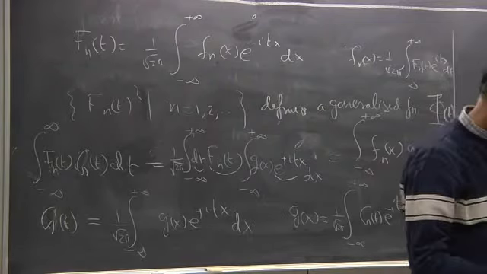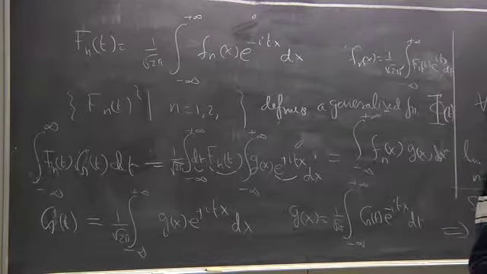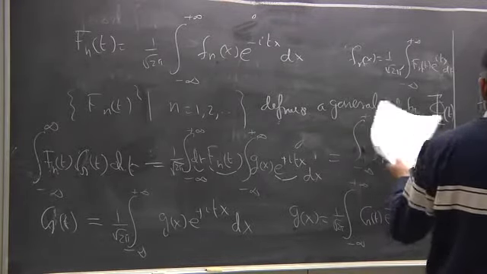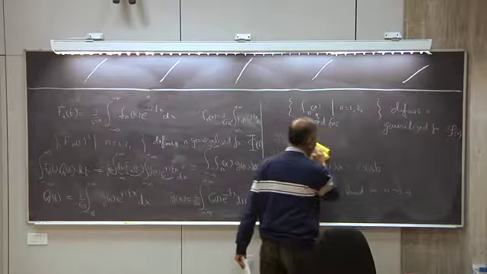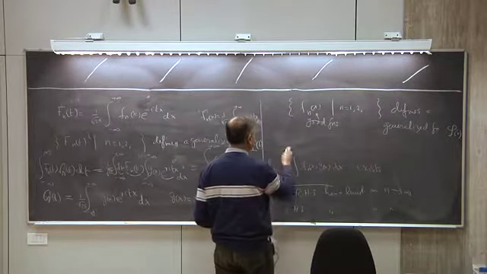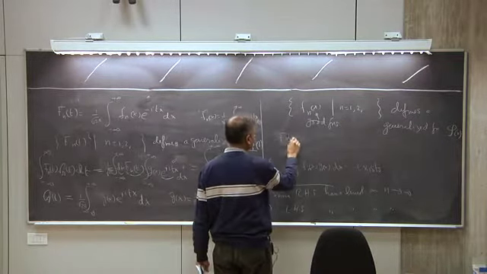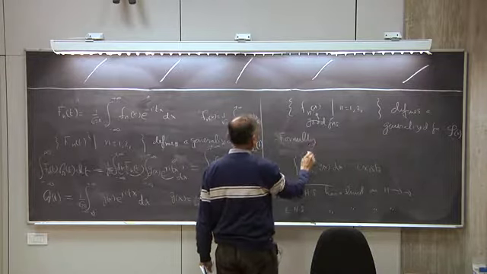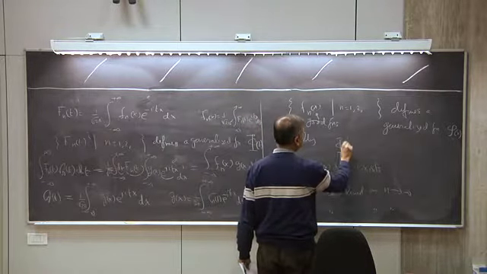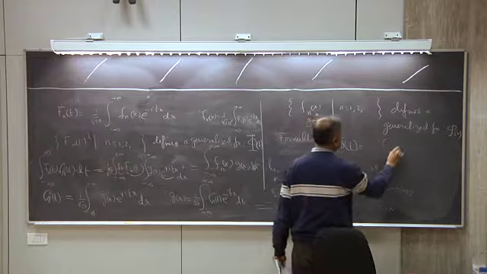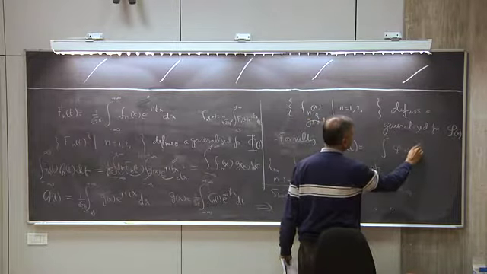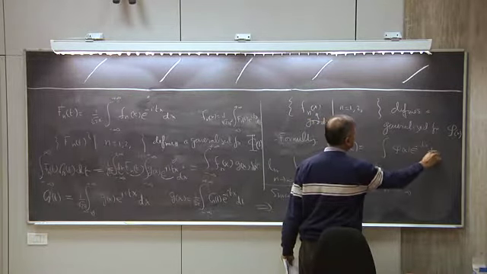Okay, that was the main point here. And in this case, what we will do is we will just formally write this: capital phi(t) is equal to the integral of little phi(x) e^(-itx) dx.